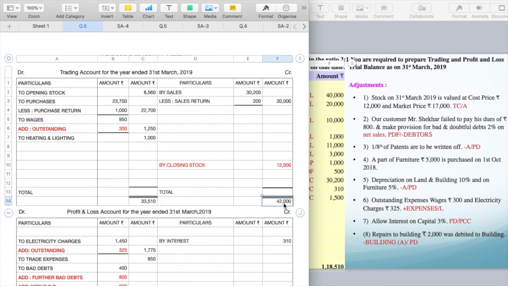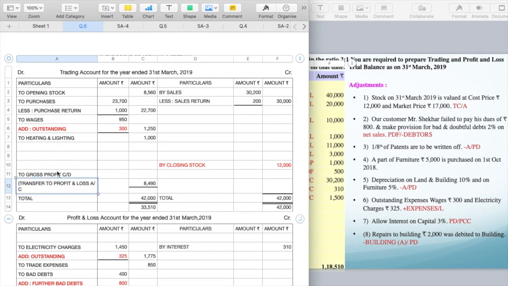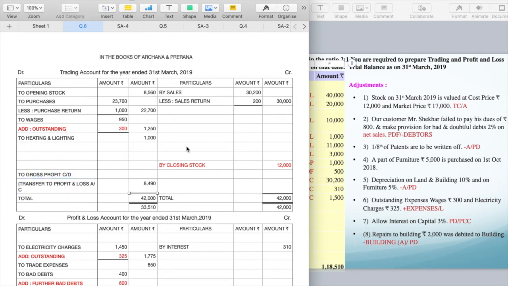So 42,000 is more. That means the credit side total is more. So I'll put it in the total row 42,000, and out of 42,000, if 33,510 is deducted, the gross profit value will be 8,490. So to gross profit carried down, transfer to profit and loss account 8,490. Now on the debit side we have derived the difference. On the credit side of the profit and loss account, it will be transferred by gross profit brought down 8,490.